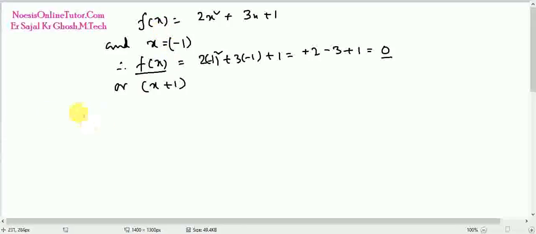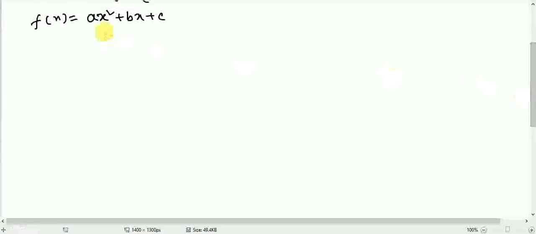Okay, let f(x) equal to ax square plus bx plus c. In this polynomial, the maximum degree is 2. That means this polynomial should have two zeros.